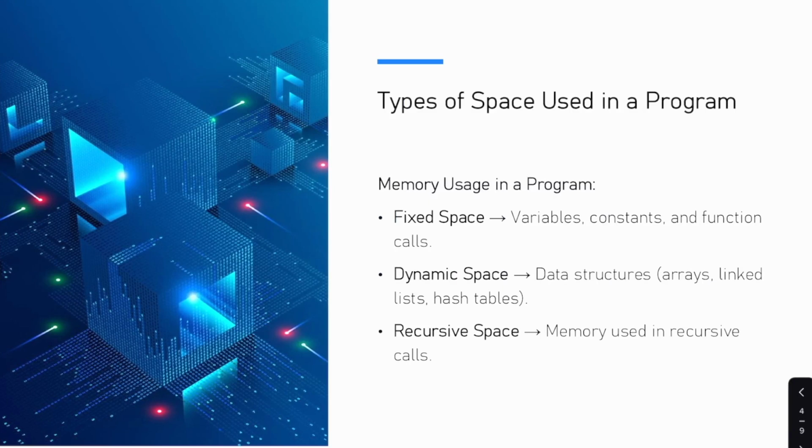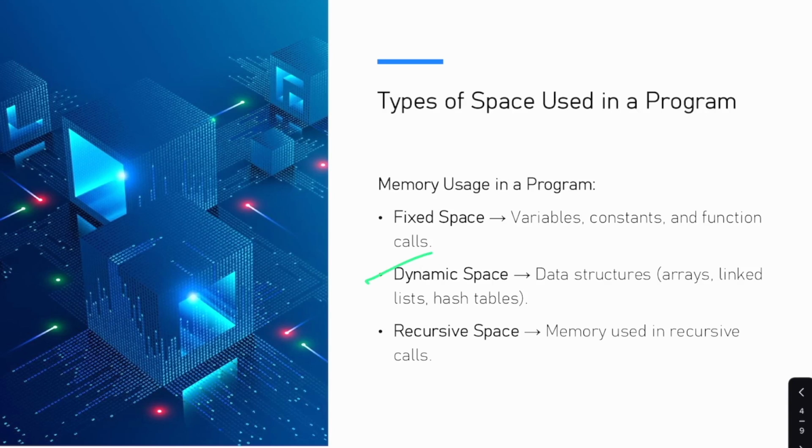Let's see some types of space used in a program. Let's break down how a program uses memory. There are three main types of space usage. The first one is fixed space. This includes constants, variables, global variables, and function calls. Let's take one example. When you declare integers a, b, c, these integers will allocate a fixed space. Only three integer-sized memory slots are allocated. Regardless of the input size, this memory will remain constant. No matter how big the input size is, the memory remains constant.